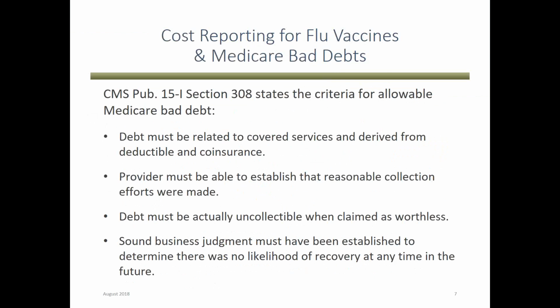Here is the actual criteria for allowable Medicare bad debt. It has to be related to the covered service, okay, and derived from deductible and coinsurance. So the patient came in for an E&M. They have a copay and they have a deductible on that claim.